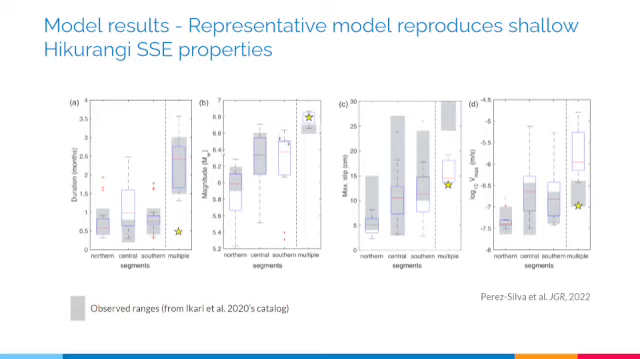SSEs. So in this figure, I'm comparing some of the source properties, duration, magnitude, maximum slip, and maximum slip rate, between the observations, which are the gray bars, and the modeled, which are the box plots. This is just to show that the model broadly reproduces the observed ranges.